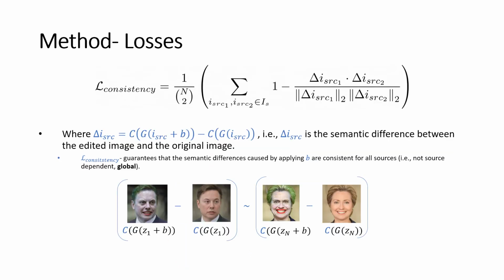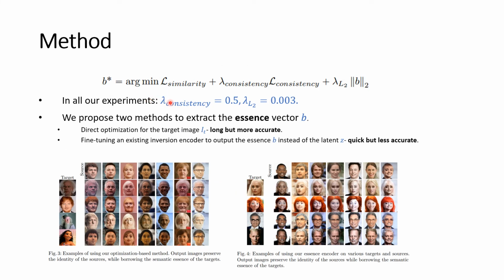Moving on to L_consistency, our goal is to ensure that the semantic properties added by B are not specific to the source identity, but are global for all the sources. We do that by making sure that the semantic properties added to all the sources are the same, i.e., the difference between the source after the edit and the source before the edit is identical for all sources. To obtain the final loss term for our optimization, we combine the similarity and consistency losses with an additional L2 regularization term. We propose two methods to extract an essence vector B for each target image.